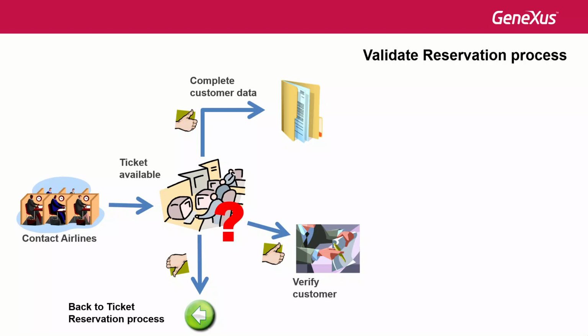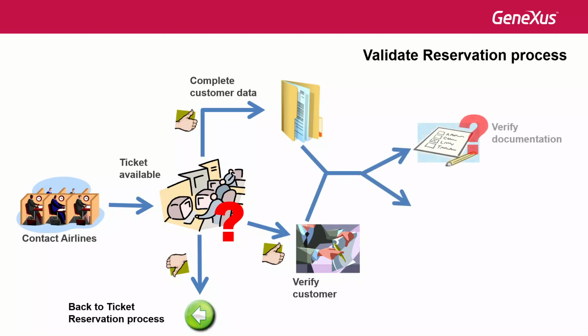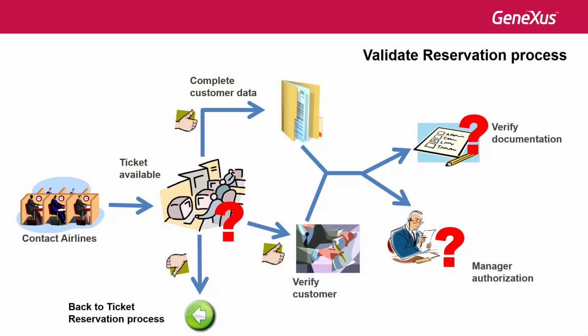After obtaining all the required information, it has to be evaluated. First, the documents required for the trip have to be verified, and then the customer care manager will have to authorize the reservation. If a document is missing, we must go back to obtain what is needed. The customer care manager will have to examine the reservation and decide whether to authorize it within a certain time frame. For this reason, regular notifications will be displayed to remind him about this task.